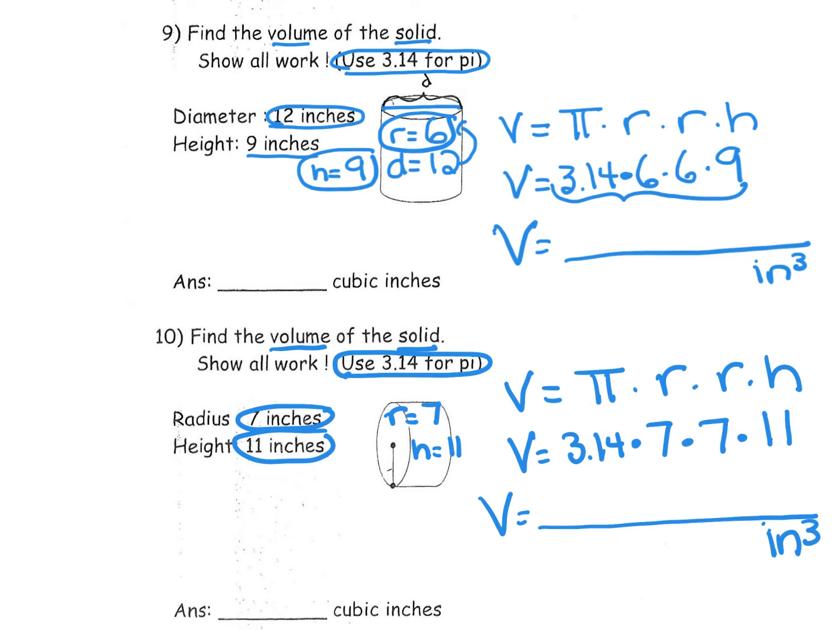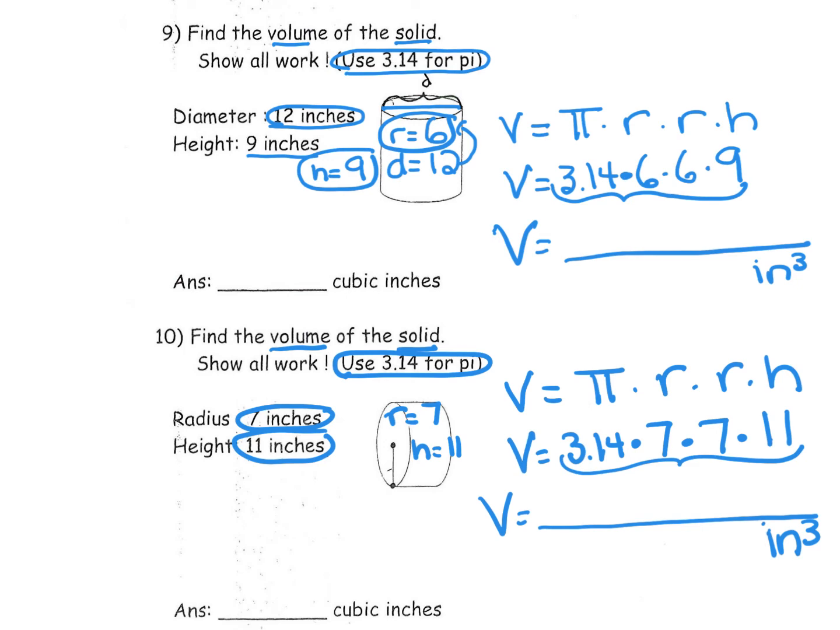Pause the video right now and hold. Grab your calculator and multiply this problem as well. When you're ready, turn the video back on so you can check both problems 9 and 10, but do not turn the video back on until you do your own calculations. Pause now.